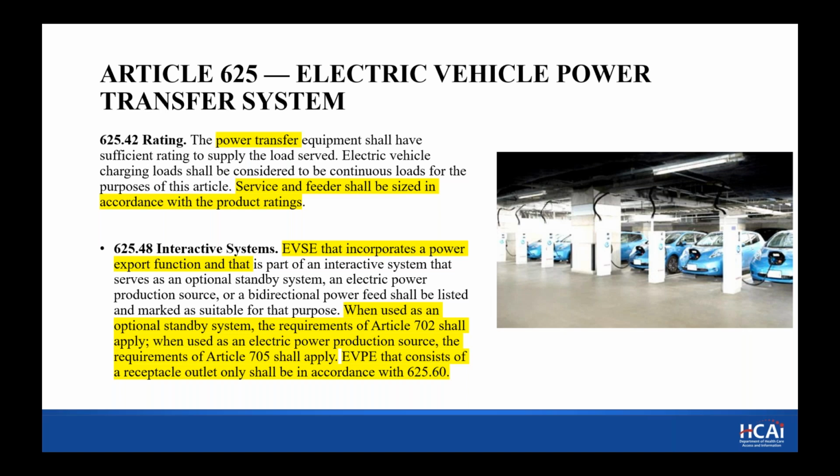And the electric vehicle that consists of a receptacle outlet shall be in accordance with 625. So essentially, the code is evolving to take into account that these electric vehicle charging stations can be used for bidirectional power flow.